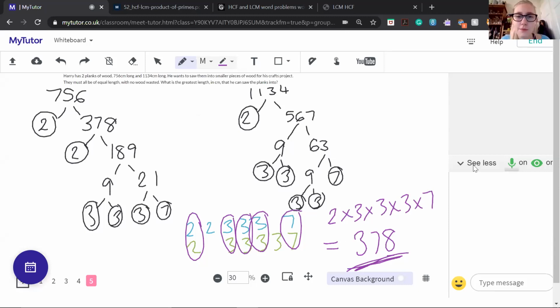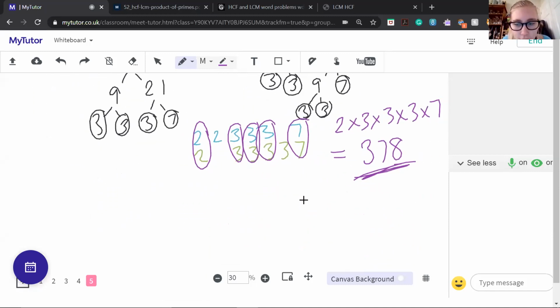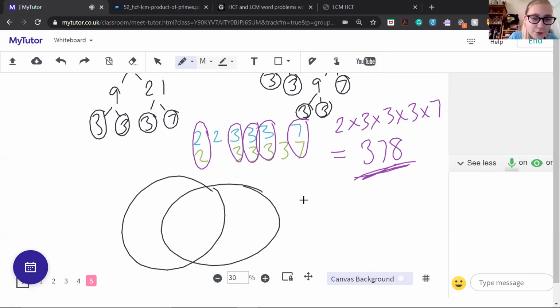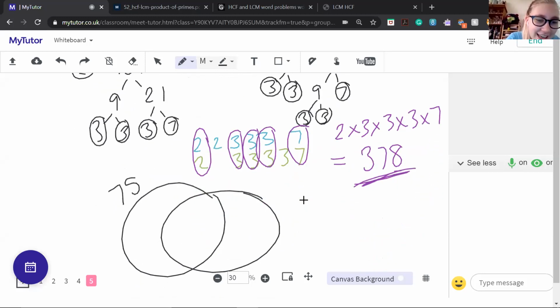Okay. Venn diagram method. I think I understand what you mean. So let's think about it for this one. I've never actually heard of a Venn diagram method, but I'm going to assume that this is what you mean. I'm going to make those overlap a bit more. So we'll have here factors of 756, and here factors of 1,134.